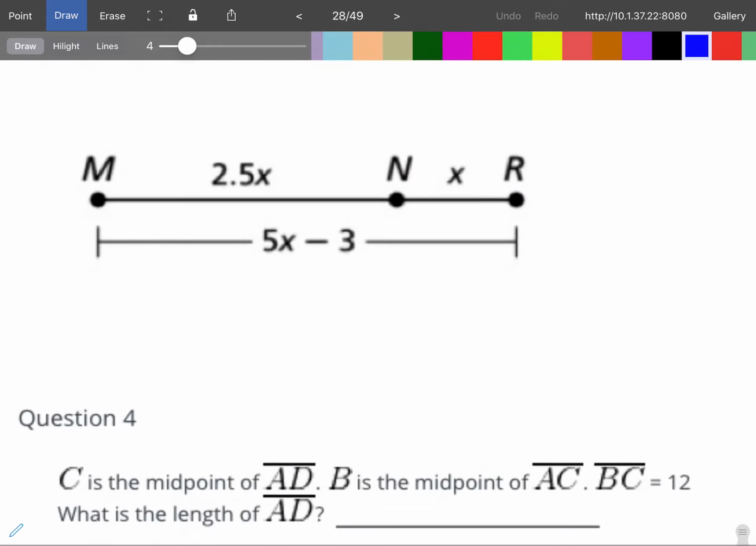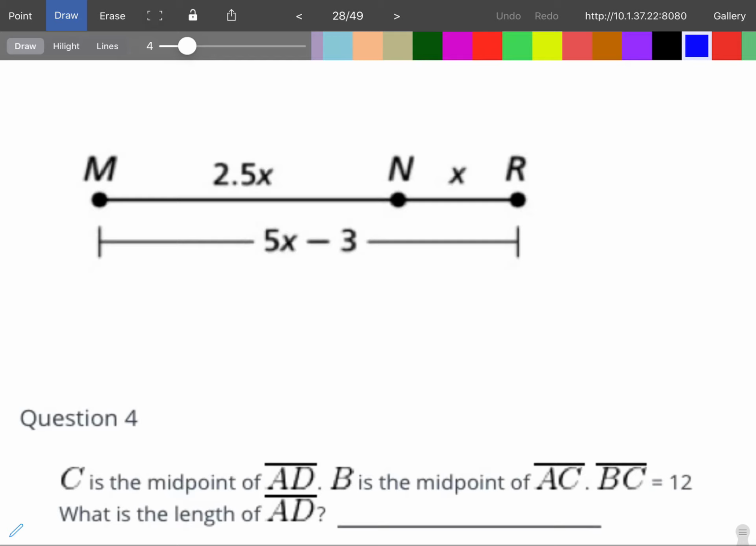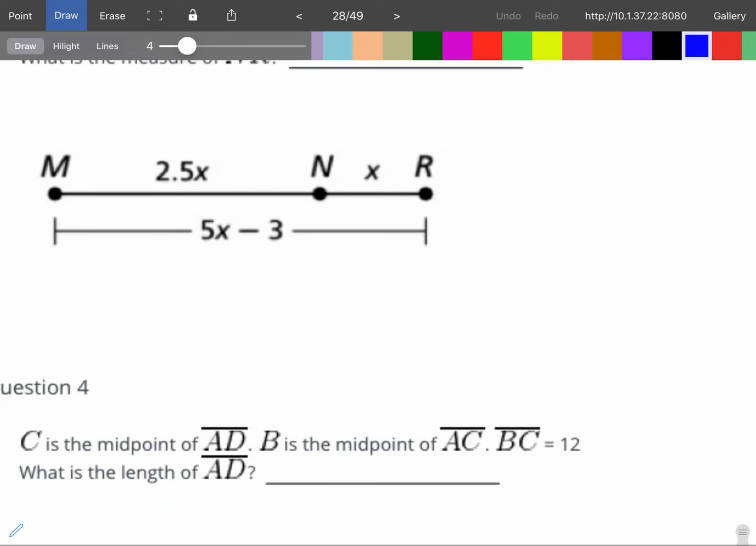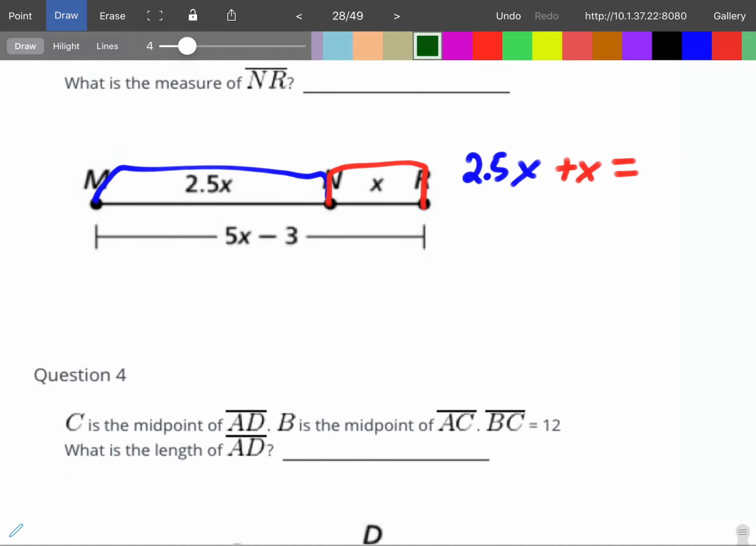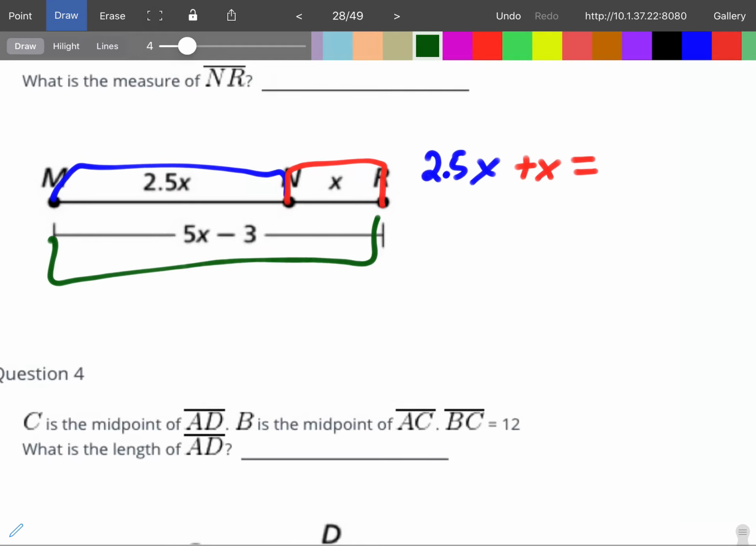That's what we're doing in problems like this. There's a little bit of algebra work here, but the premise is that if we take this left part, MN, as 2.5x, and we add that to this right part, which is x, we're going to get the entire thing, 5x minus 3.